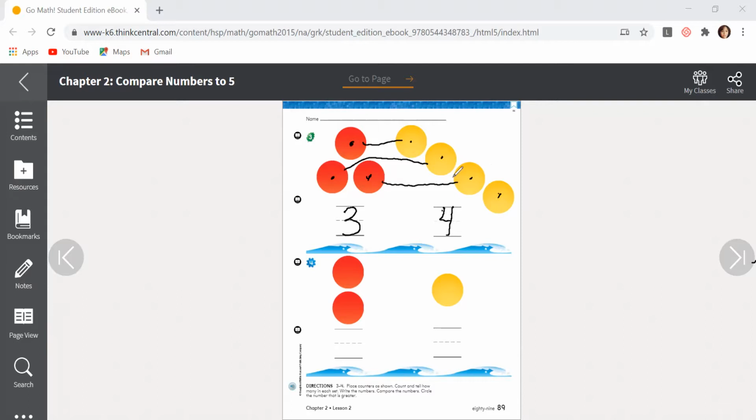Okay, so I'm going to ask, who else do I have there? Gerardo, can you unmute your microphone and tell me which of the sets is greater, the red or the yellow?